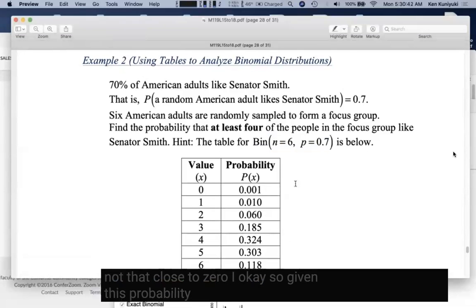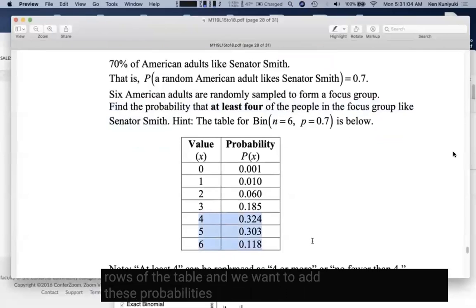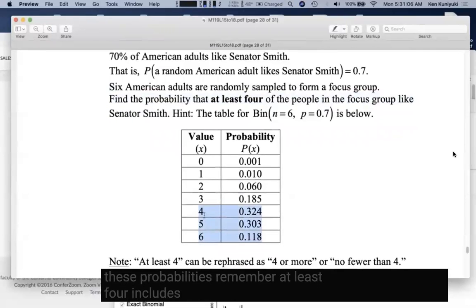Given this probability distribution table, my question here was, find the probability that at least 4 people in the focus group like Senator Smith. So this is similar to what we've done before. What's the probability that X is at least 4? Basically, we're focusing on these 3 rows of the table, and we want to add these probabilities. Remember, at least 4 includes 4, so we want to include this probability, and we also want to go higher. We also want P of 5 and P of 6.